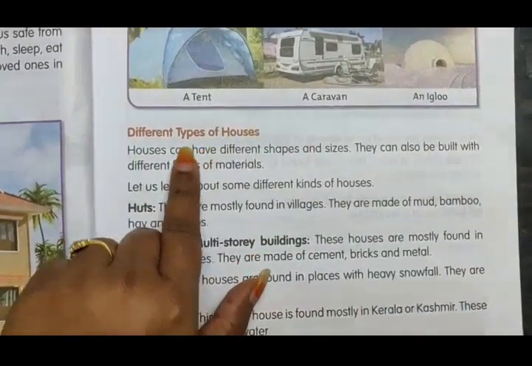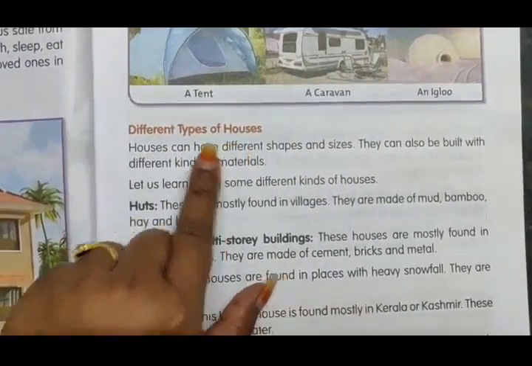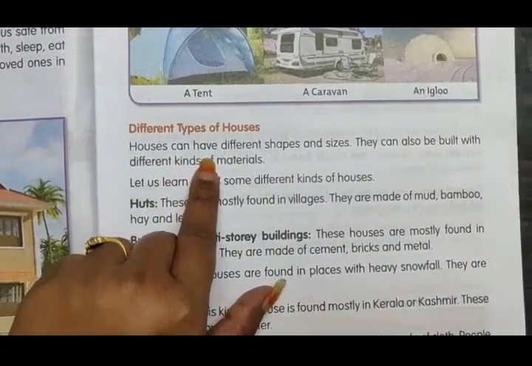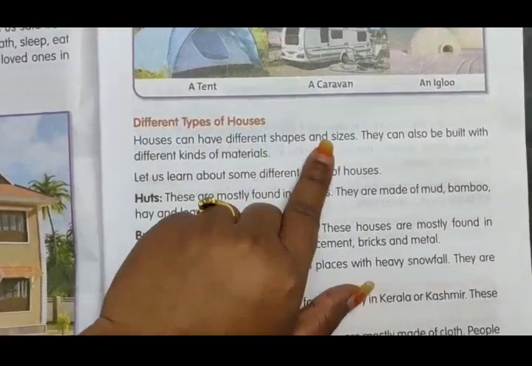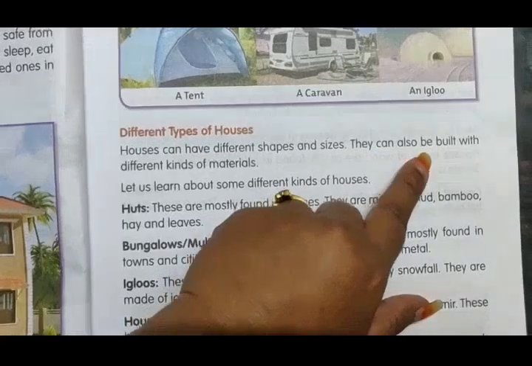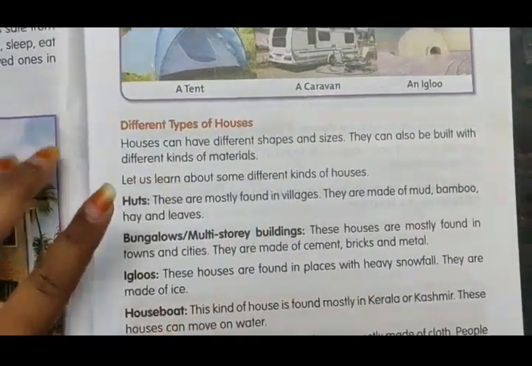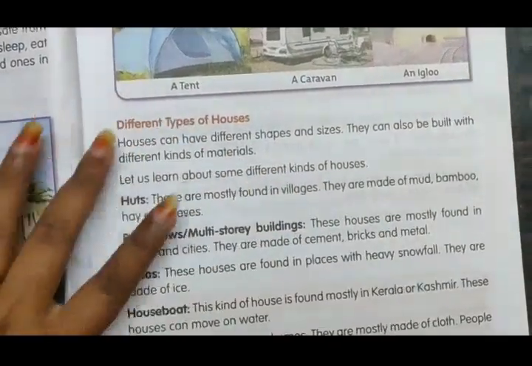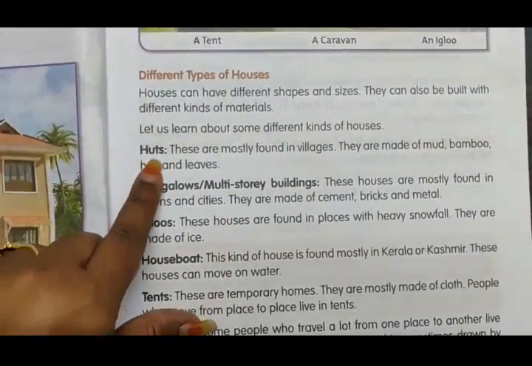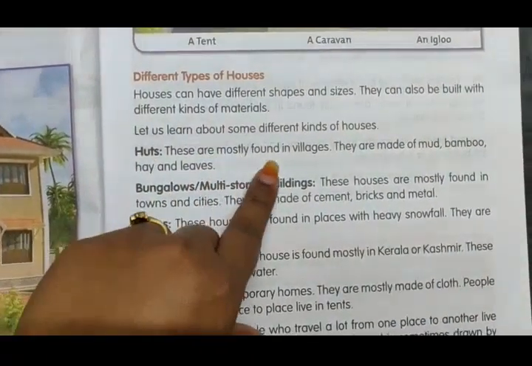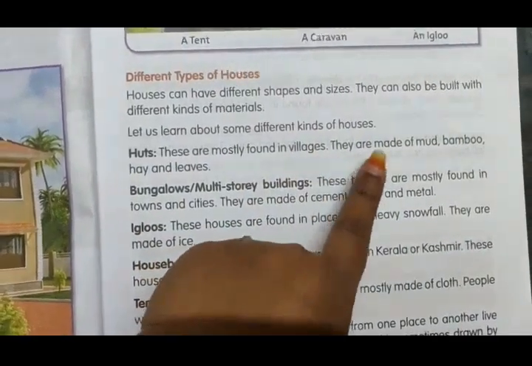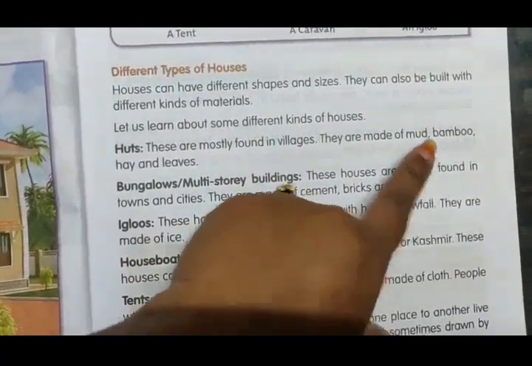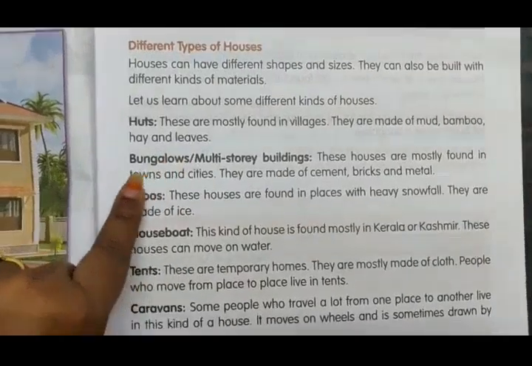Different types of houses. Houses can have different shapes and sizes. They can also be built with different kinds of materials. Let us learn about some different kinds of houses. Huts. These are mostly found in villages. They are made of mud, bamboo, hay and leaves.